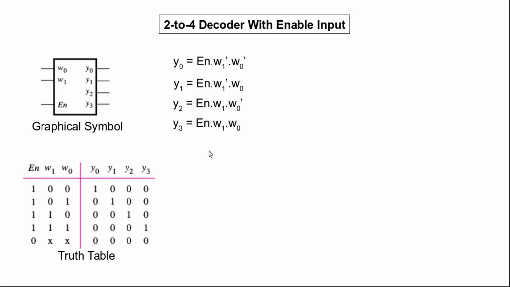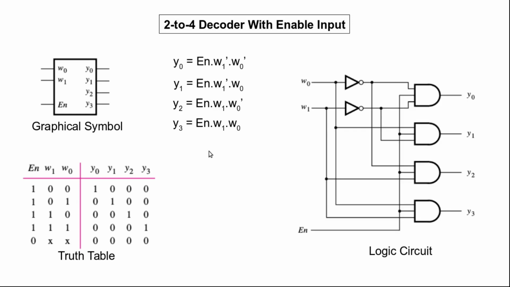And based on this Boolean expression, we can build the logic circuit as shown here. This logic circuit is the same as the logic circuit we saw in the previous slide, with the only difference that the enable input is also connected to all the AND gates.